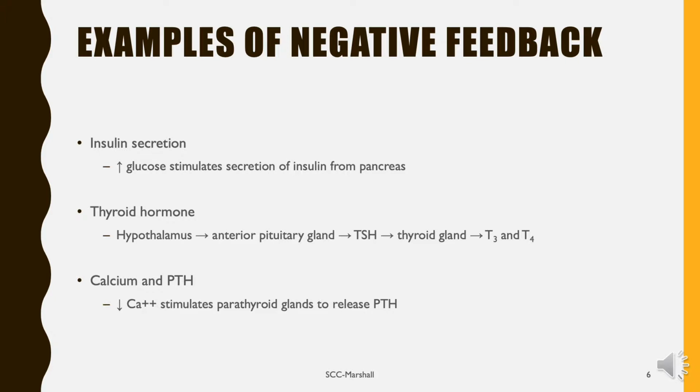Low blood levels of calcium are going to stimulate the parathyroid gland to release PTH, which is going to act on the bone, the intestines, the kidneys to increase the calcium levels in our blood. And then the increased calcium level in the blood will then inhibit further release of parathyroid hormone.